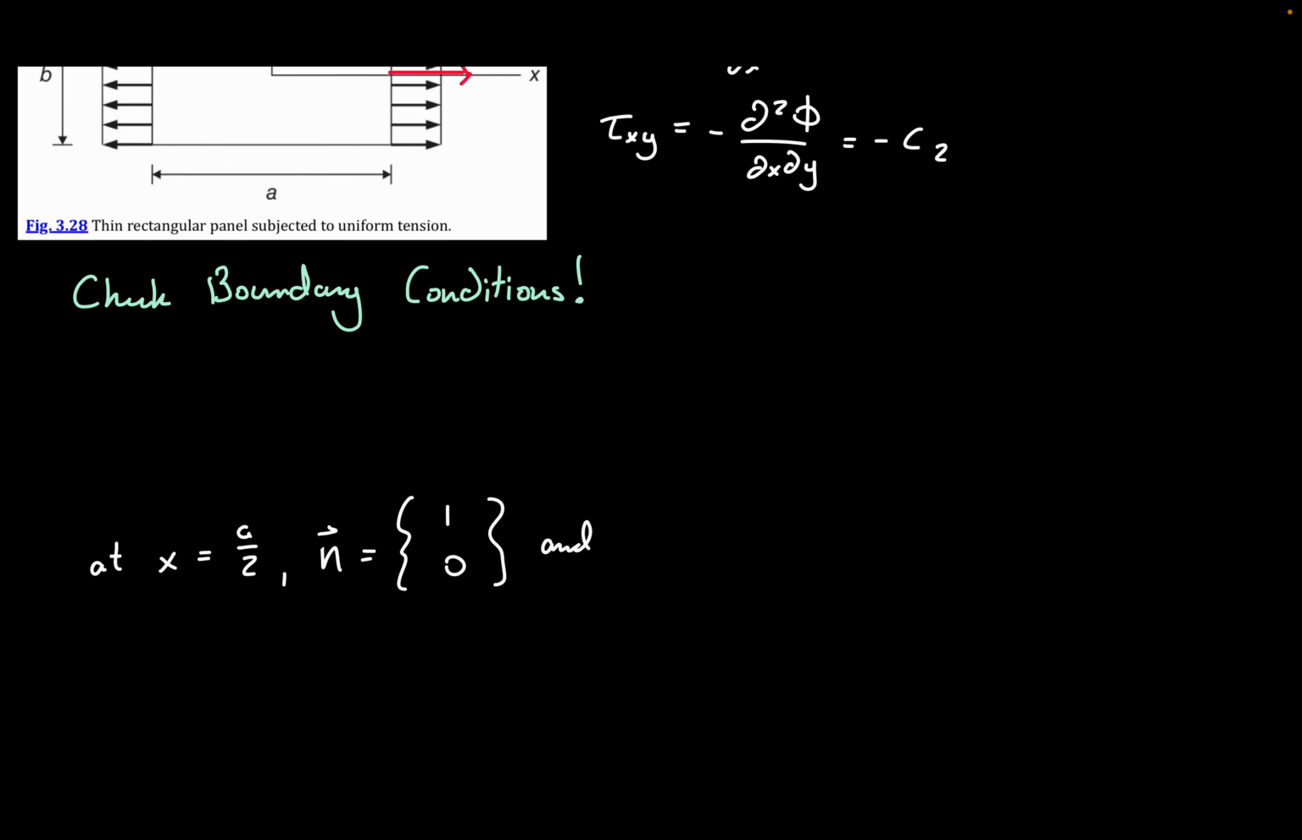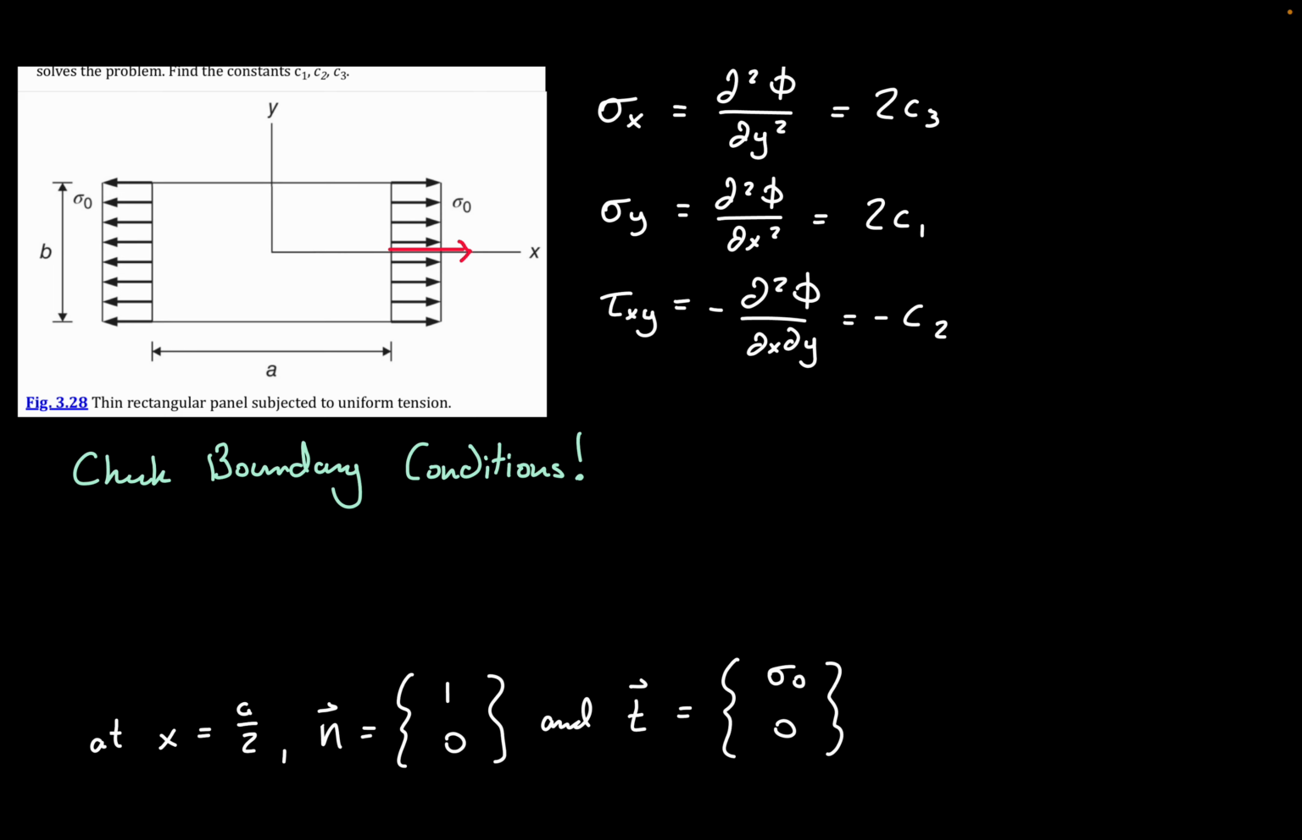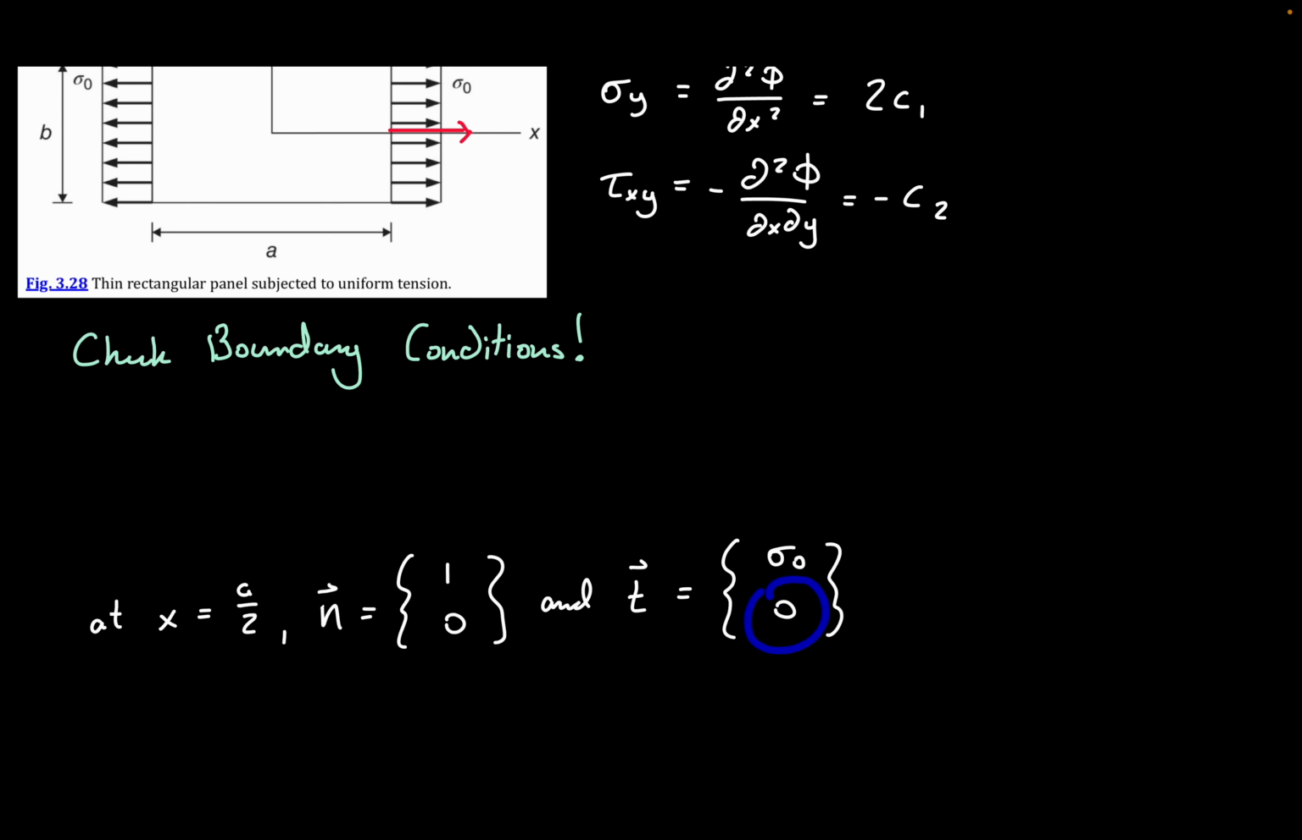And then also for our traction vector, that is going to be equal to sigma naught, 0. And the reason it's going to be equal to sigma naught, 0 is because there is a stress acting on that face in the x direction, and this stress is sigma naught. Now there are also no y direction stresses or y direction components, so that's why we have a 0 here for the y component.